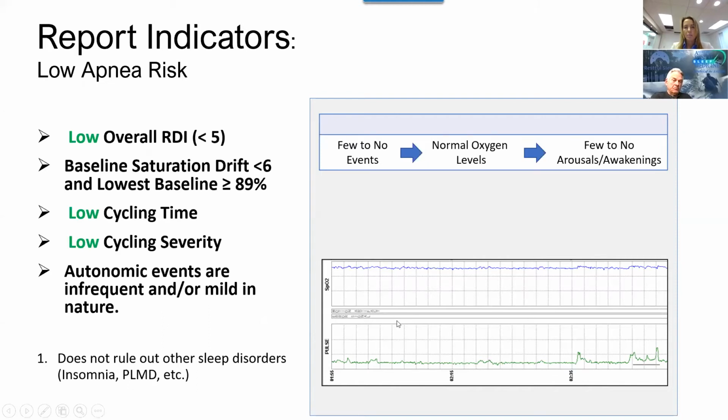So we have an example shown here of the raw data where you see very little movement in the SpO2 channel and very little activity in the pulse channel as well. So you typically will see, even in a fairly normal patient, some pulse activity or increases throughout the night, but they're relatively mild and infrequent in nature.